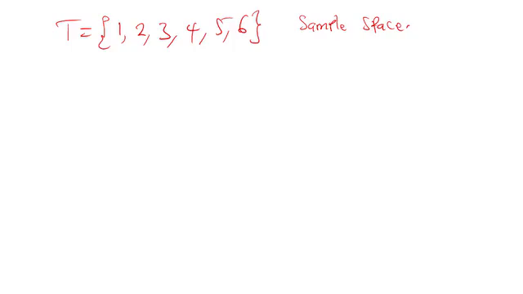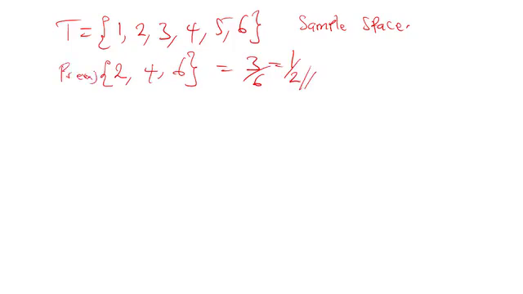Now let's move forward. What's the probability of having even numbers? The even numbers are 2, 4, and 6. So probability of even numbers is equal to 3 over 6 because their total is 6 and even numbers are 3, which is equal to 1 over 2. This is the probability of even number. Now, or a perfect square.